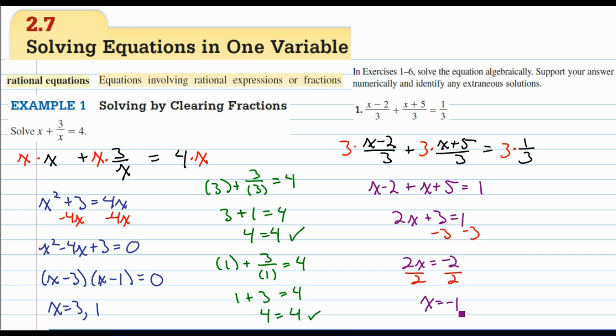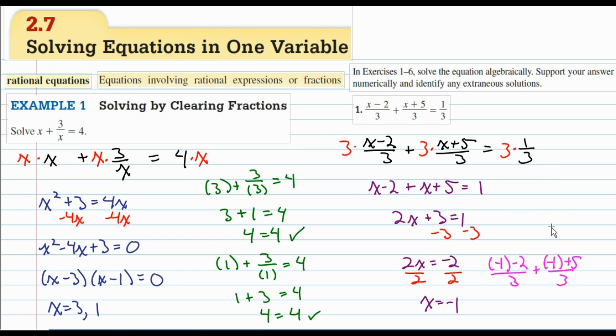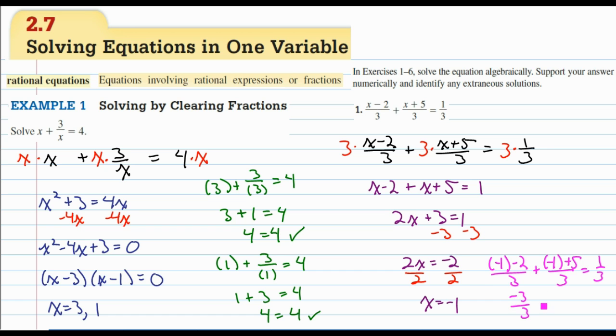x equals negative 1. So off to the side, I'm going to put negative 1 minus 2 over 3 plus negative 1 plus 5 over 3. And that should equal 1/3. Negative 1 minus 2 is negative 3 over 3. Negative 1 plus 5 is 4 over 3. Negative 3/3 plus 4/3 is, in fact, positive 1/3.